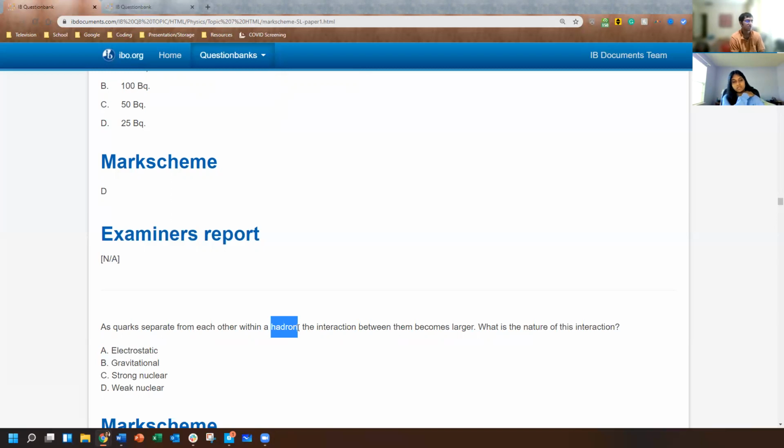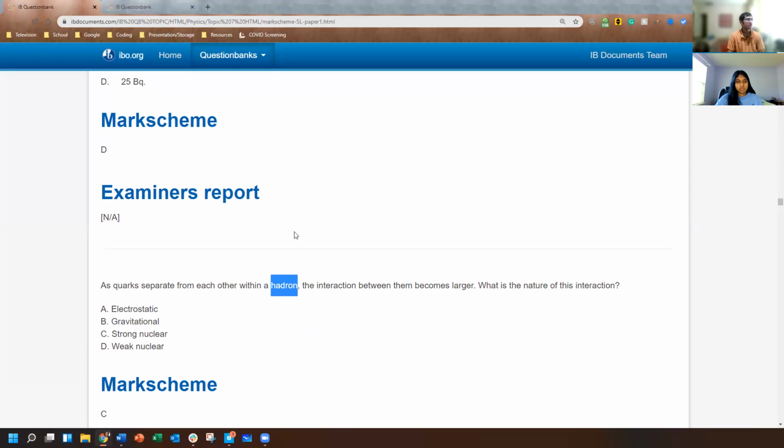As quarks separate from each other within a hadron, the interaction between them becomes larger. What's the nature of this interaction? I'm guessing C, but I don't know. I would think so too, because with electrostatic, if the distance separates, the interaction becomes smaller, right? The strong nuclear force has a very short range, but in that short range, it wants to stick together more, I believe. Probably. I might be wrong, but that's what I would think.